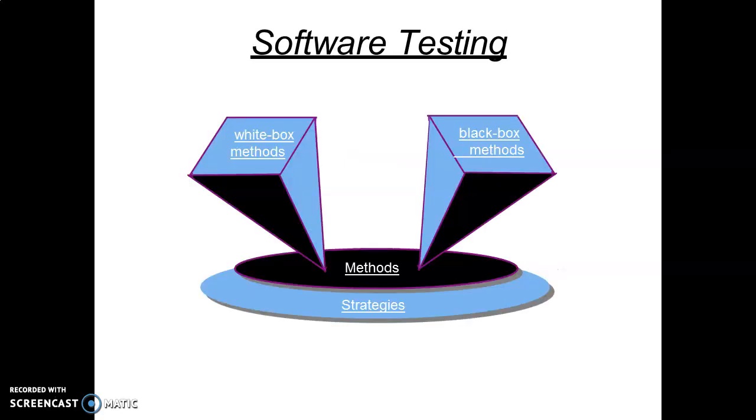Now, in the next section we will see what software testing is and what the major types of software testing are, that is, white box testing and black box testing, in detail.